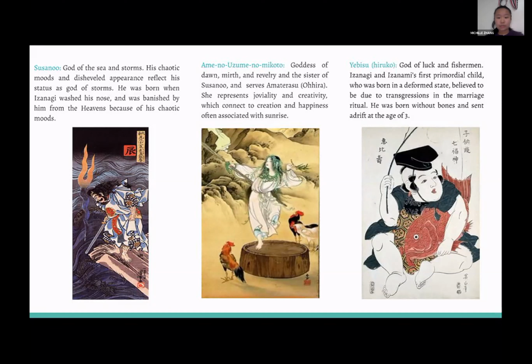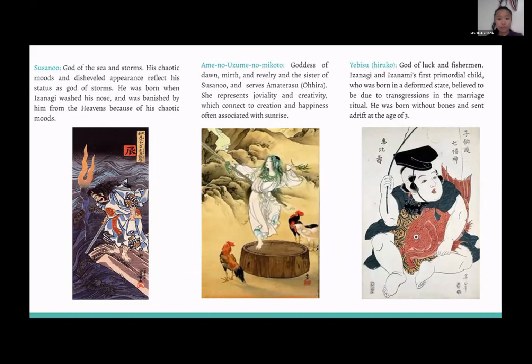Then we have Ebisu. He's the god of luck and fishermen. He was Izanagi's and Izanami's first primordial child, who was born in a deformed state because of a transgression in the marriage ritual. He was born without bones and cast away at the age of 3 into the ocean. He grew through various hardships by himself, thus becoming the patron god of fishermen, children, and most importantly, the god of fortune and wealth. He's one of the primary deities of the seven gods of fortune, influenced by local folklore and not foreign influence. He's also the god of jellyfish.